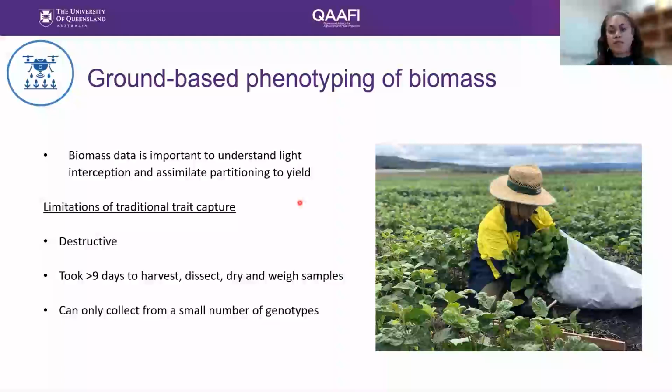So in our case, we did around 66 plots, and it took us over 9 days to harvest, dissect, dry, and weigh samples. And therefore, it means you can only really look at a small number of genotypes, unless you are a large breeding company with a lot of people who can help, but realistically, that's not the case. So yeah, you are quite limited in the number of genotypes you can examine.